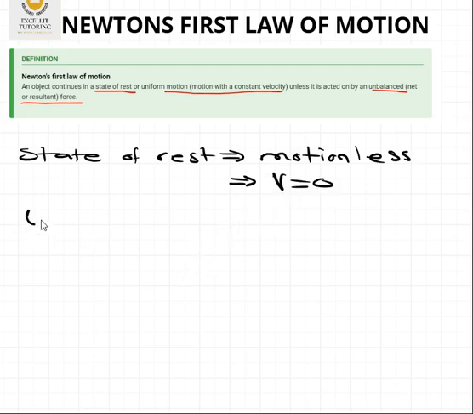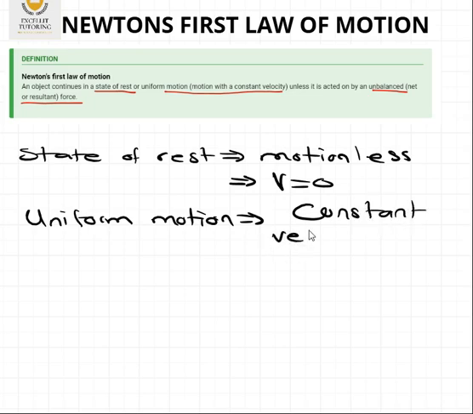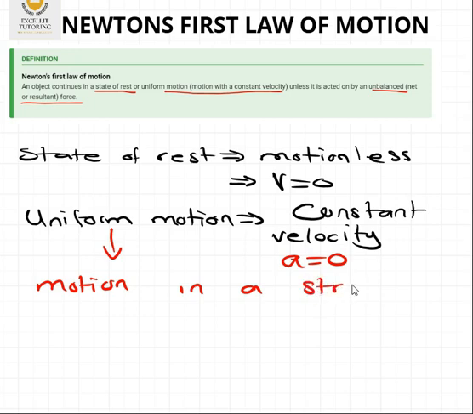Then we spoke of uniform motion. Now what is uniform motion? Uniform motion, they further explain, is motion with a constant velocity. So we are speaking of constant velocity, meaning what? Meaning the acceleration is simply zero. If an object is moving with a constant velocity, then its acceleration is simply zero. And lastly, we can add on to the uniform motion part. Uniform motion simply means that it's motion in a straight line.